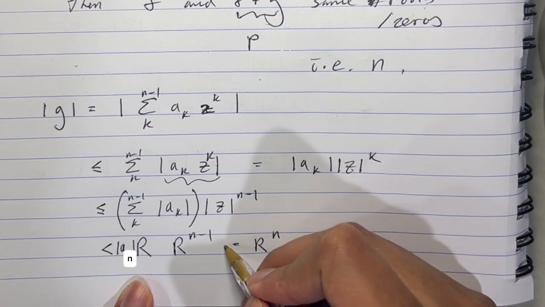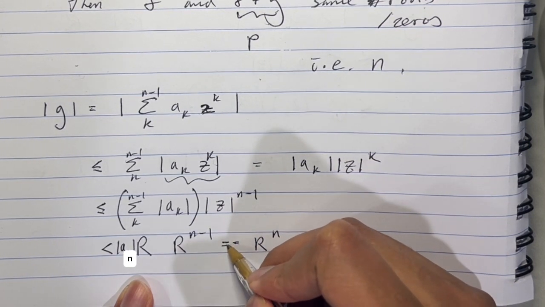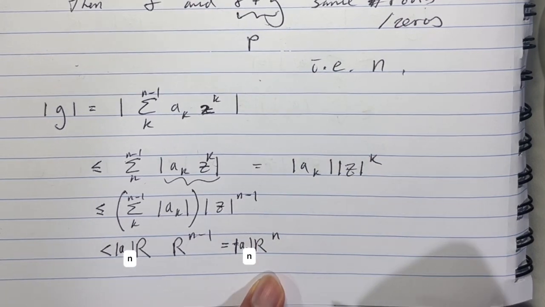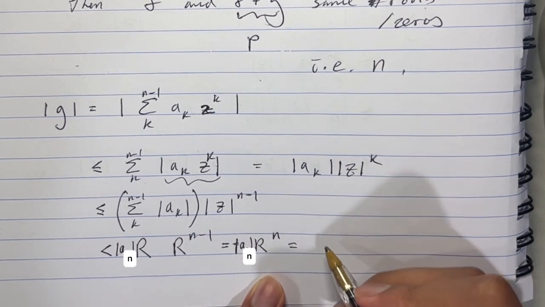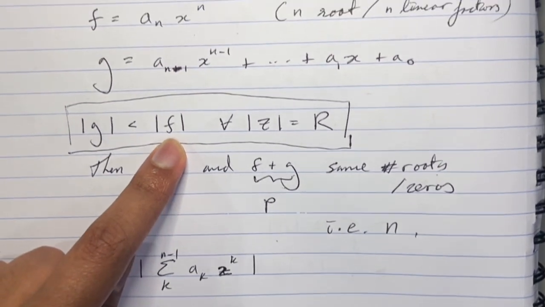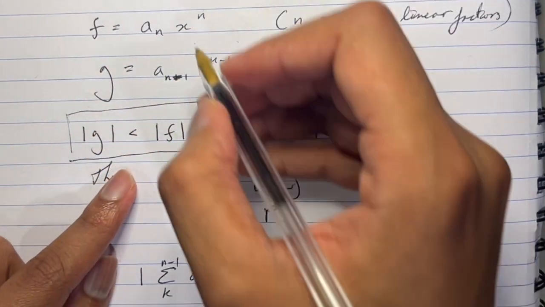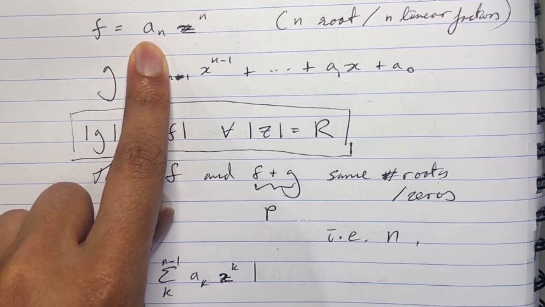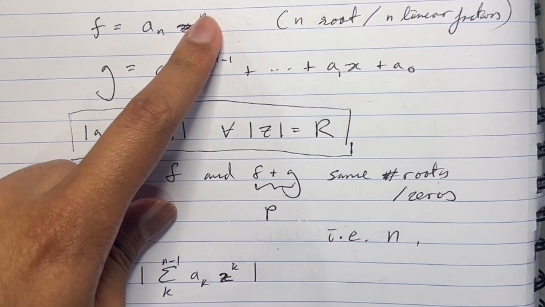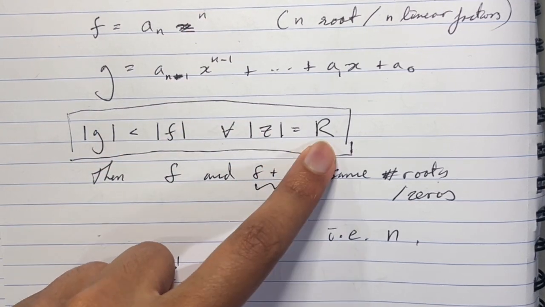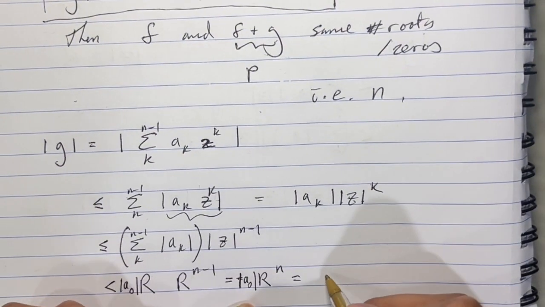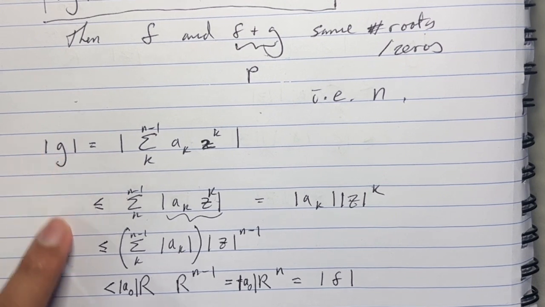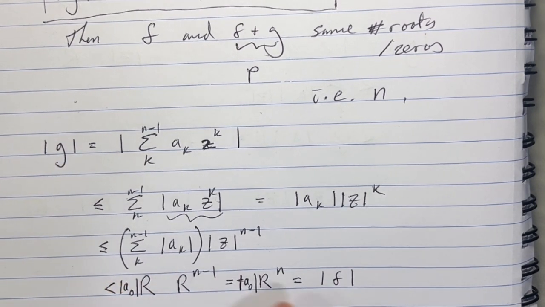And so this is equal to the absolute value of a naught, r to the power n, and this is equal to the absolute value of f, because f is, well, this would be z, but the absolute value of f would be the absolute value of a_n, times the absolute value of z to the n. But the absolute value of z is r, and so this is equal to the absolute value of f, and we've shown that the absolute value of g is less than the absolute value of f.